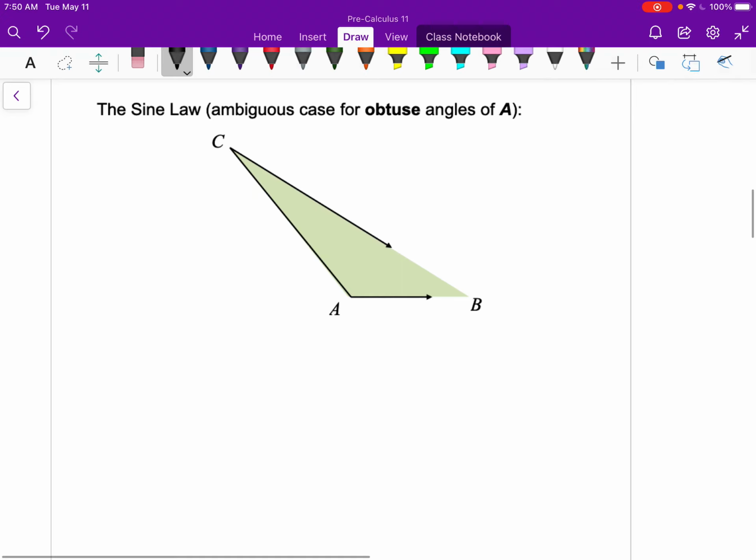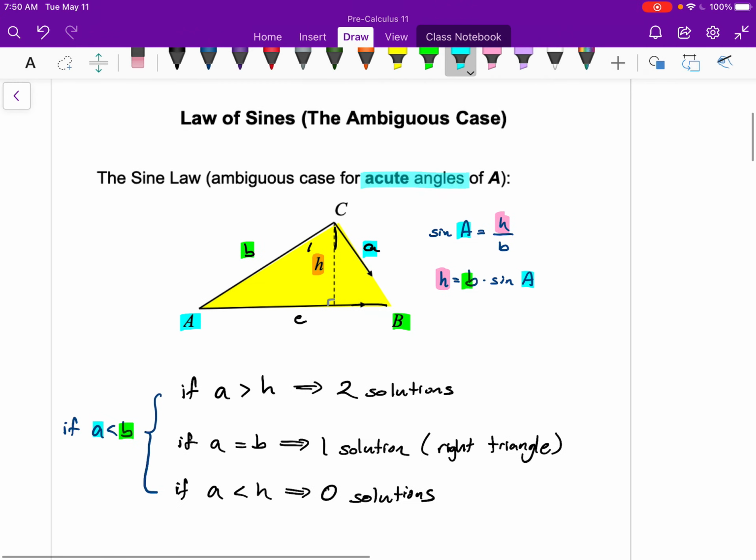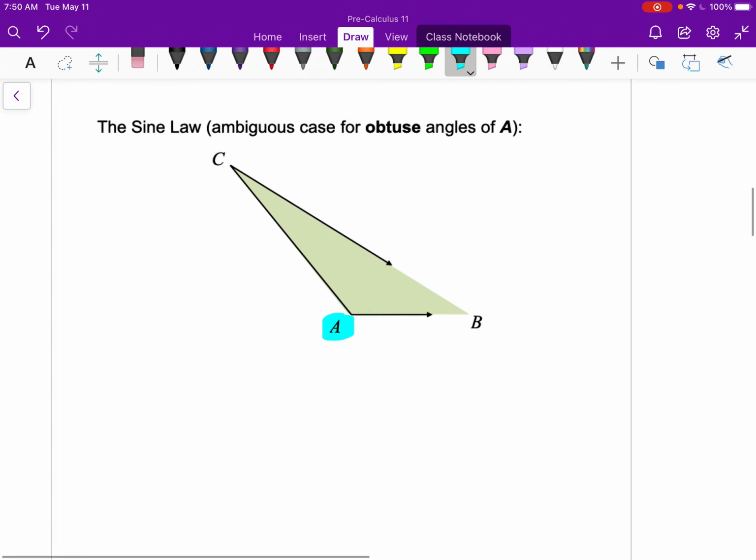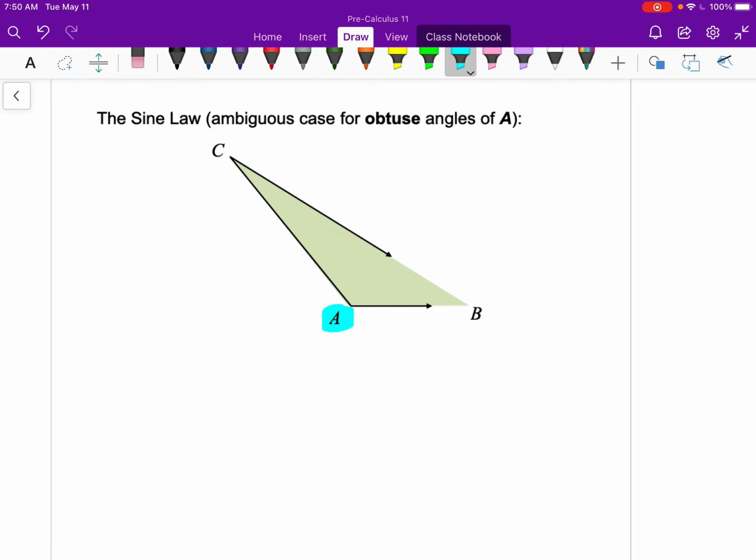I'll make one more comment before we actually use this. What if A is an obtuse angle, which means more than 90 degrees, whereas up here, A was an acute angle, something less than 90 degrees? Well, if A is an obtuse angle, and we know everything else, then there's only one possibility or no possibilities. If side A is longer than B, there's one way you can do this. There's one solution. For example, side A is over here, side B is over here. If A is longer than B, and we have an obtuse angle, there's an example of a triangle that fits that.